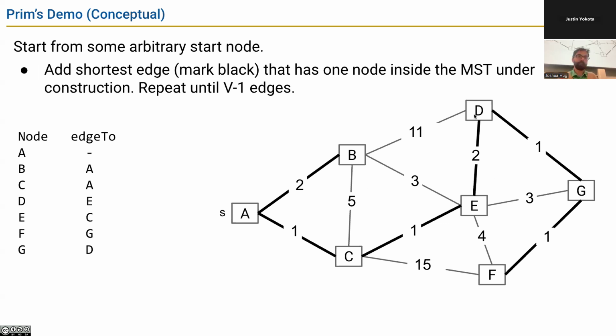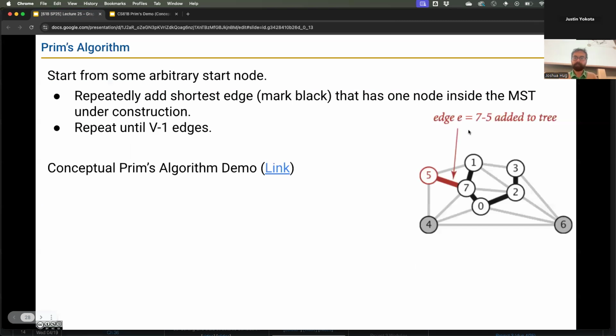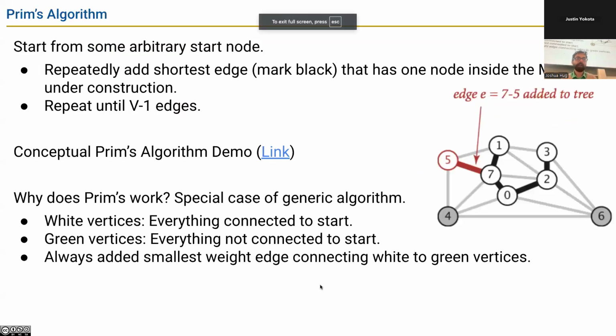And in that case, it's only from the source, not from any vertex to any vertex. Okay. So that's a conceptual picture. So why does this work? How do we know it's correct? Well, it's just a special case of our generic algorithm.